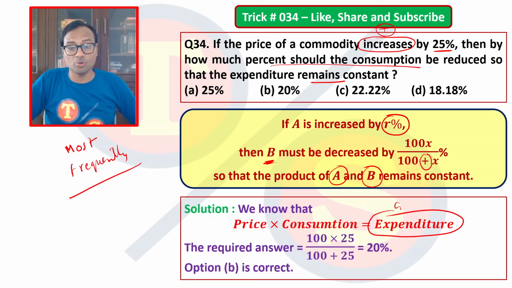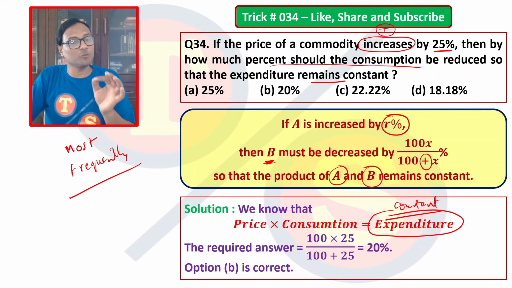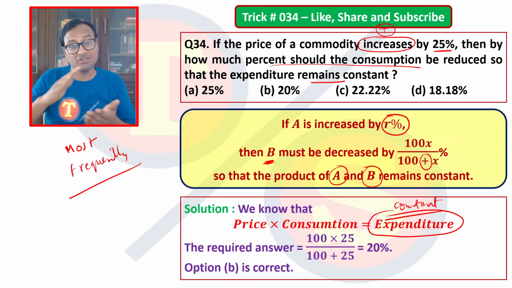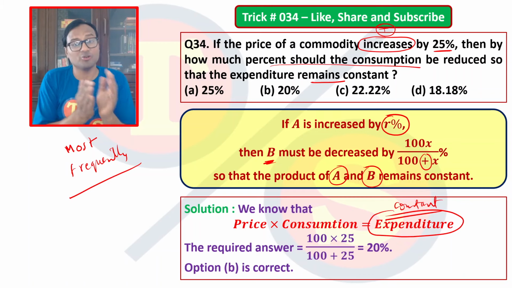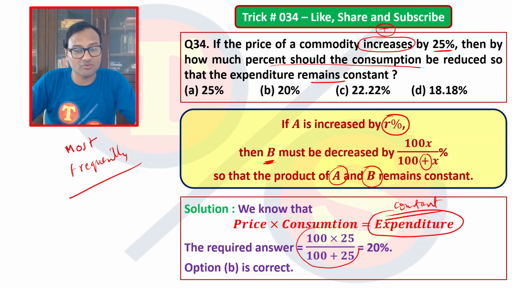So if we want to keep this expenditure constant, we don't want to change it. We always spend 100 rupees on sugar, so we want to spend 100 rupees only. But the price of sugar has increased by 25%, so I will have to reduce my consumption. By what percent will I have to reduce my consumption? Here you can apply this formula.